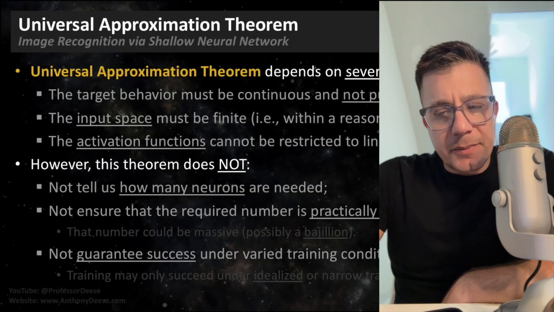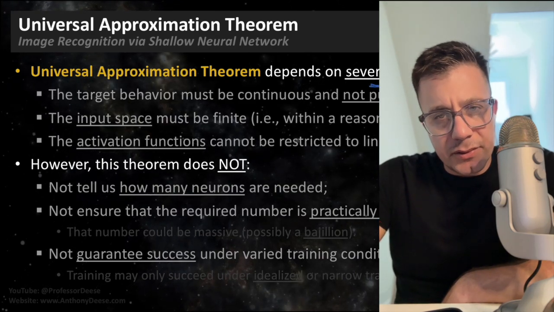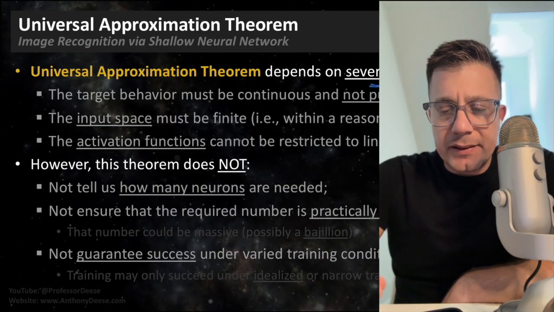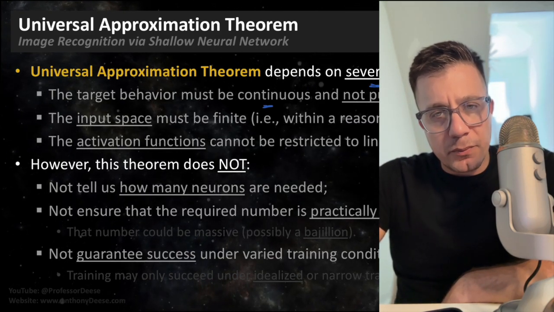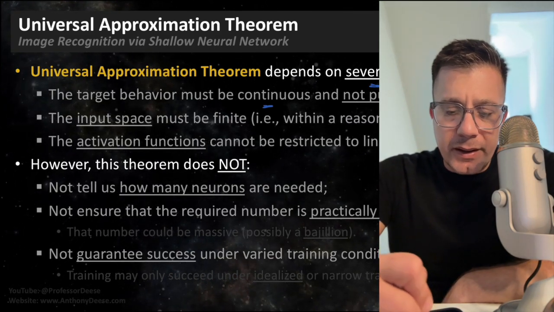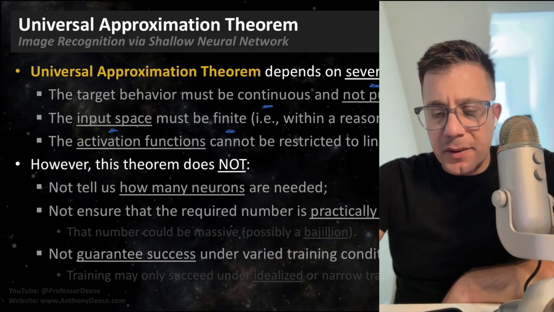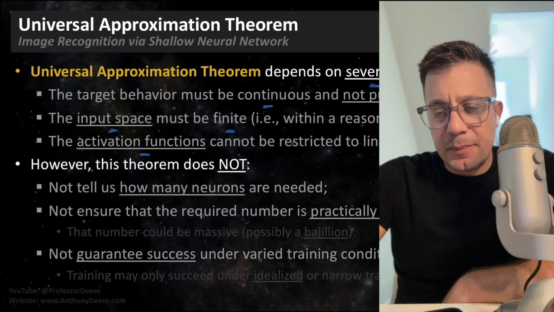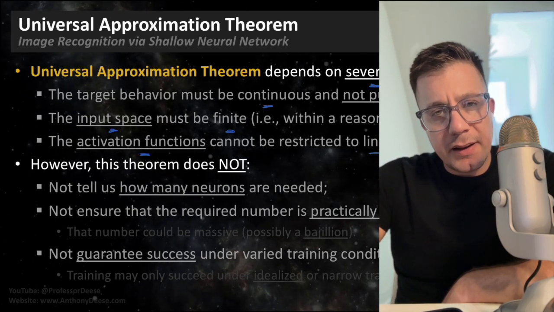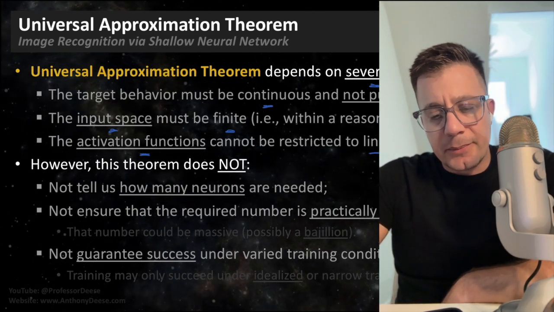The universal approximation theorem depends on several assumptions. First, that the target behavior is continuous and not purely random, right? A neural network is not going to be able to mimic or represent random behavior. The input space must be finite, so we must have some reasonable range of inputs to consider, and the activation functions cannot be restricted to linear types only, as is often associated with the simple perceptron.